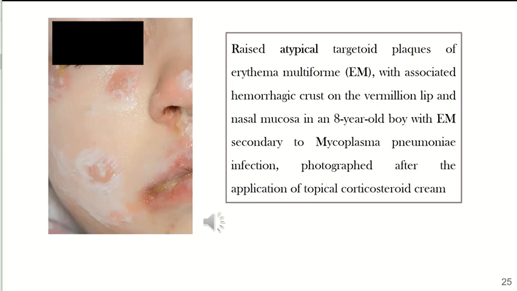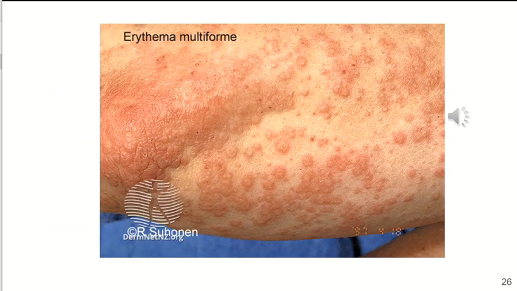Here you can see raised atypical targetoid plaques of erythema multiforme with associated hemorrhagic crust on the vermilion border احنا شايفين هنا and nasal mucosa in an 8 years old boy with erythema multiforme secondary to mycoplasma pneumoniae infection. الصورة متاخدة بعد ما عملوا له application of topical corticosteroid cream. And here is another picture for erythema multiforme lesion in an adult patient.